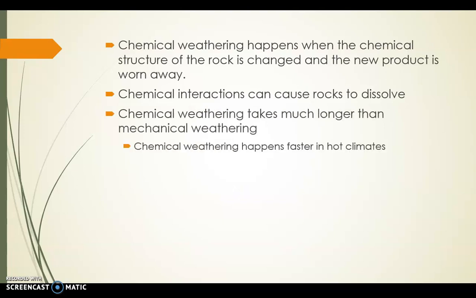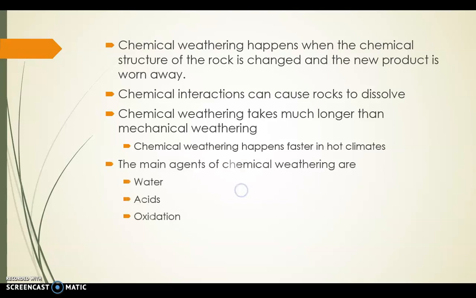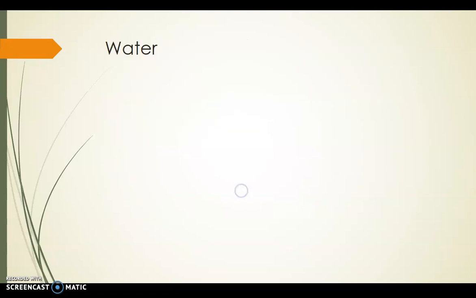So, chemical weathering takes a lot longer than mechanical weathering. It happens faster in hot climates than in cold climates, but it's still slower than mechanical weathering. Main agents of chemical weathering: water, acids, and oxidation. So let's look at water first.